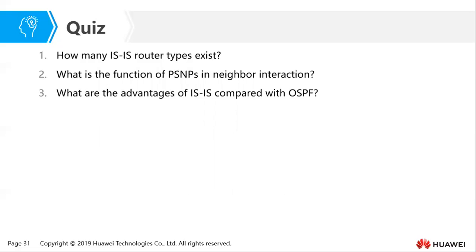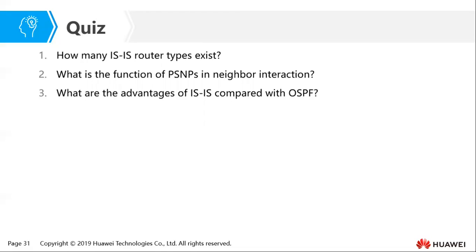The first question: how many IS-IS router types exist? A volunteer? Three. Very true. Which ones? Level 1, level 2, and level 1-2. Okay, very well. Thank you.